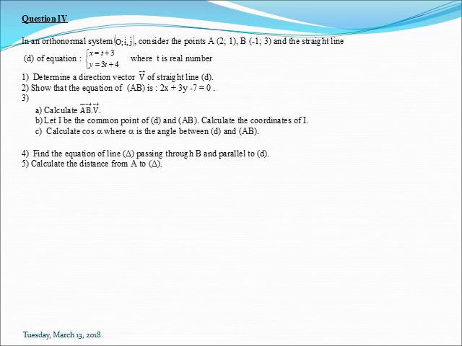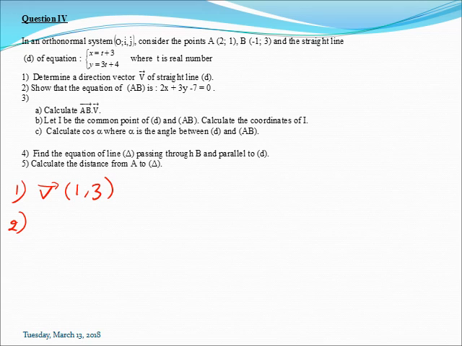Number 4. In an orthogonal system OIJ, consider the points A, B, and straight line D. First, determine the direction vector V of straight line D. V is 1 and 3. It is alpha and beta, 1 and 3.